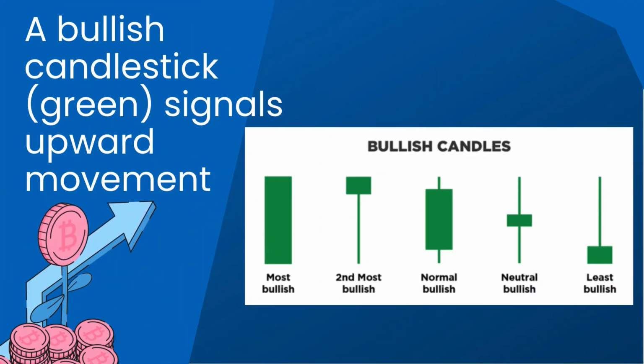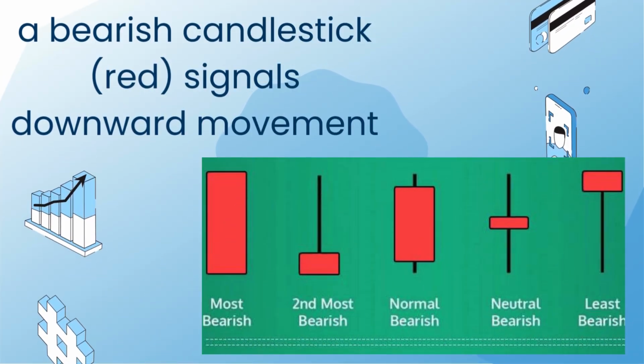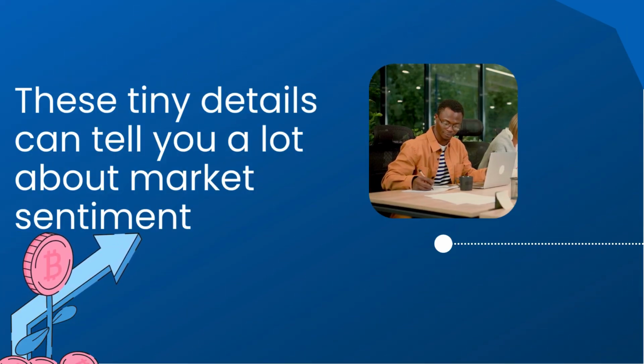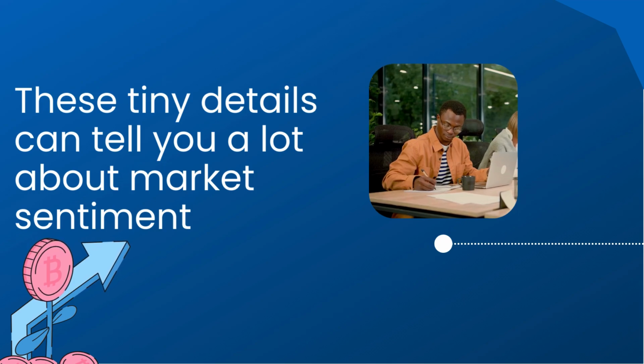A bullish candlestick, green, signals upward movement, while a bearish candlestick, red, signals downward movement. These tiny details can tell you a lot about market sentiment.